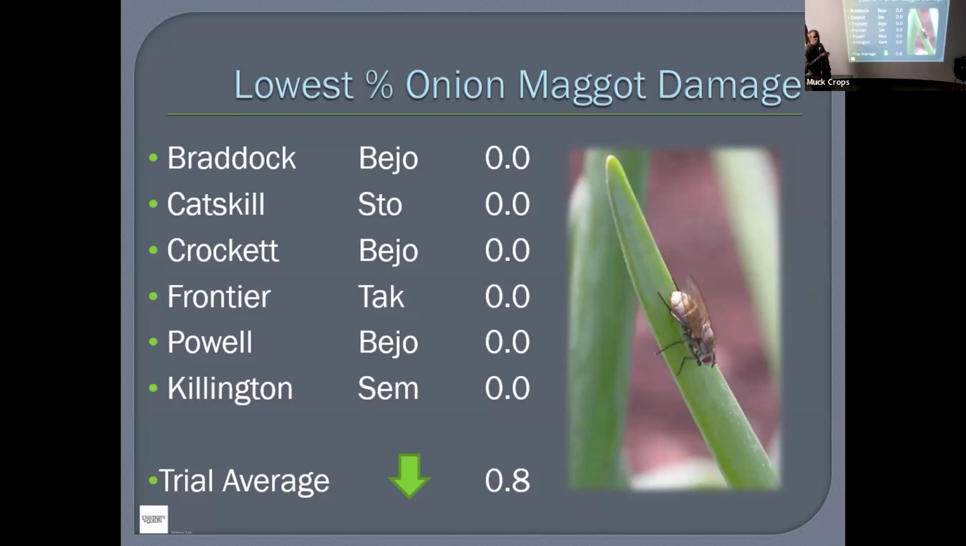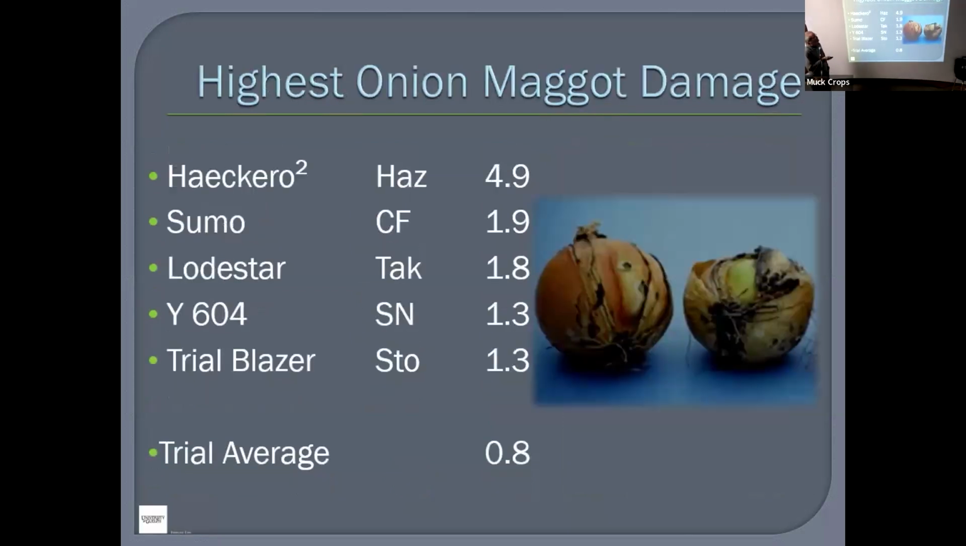We found very little. Usually in the fall sample, the yield sample, we see a little bit of pinhole damage on the onions from the second or third generation feeding. And we saw literally nothing this year. But anyhow, the varieties that had no onion maggot damage: Braddock, Catskill, Crockett, Frontier, Powell, and Killington. And those that had the highest amount, still at a pretty decent rate: Horatios, Sumo, Lodestar, Y604, and Trailblazer. And again, like 2% basically. This one was a little bit spiked up high. So very welcome, all things considered.